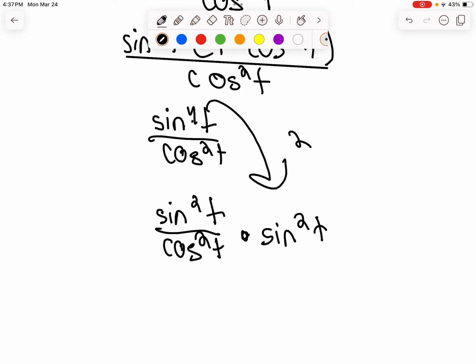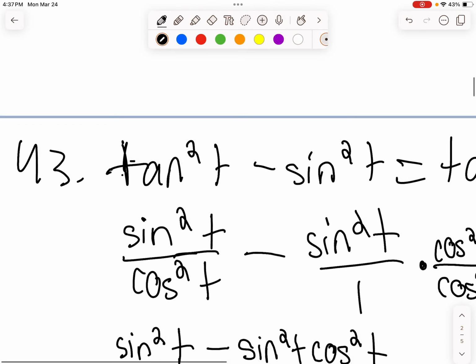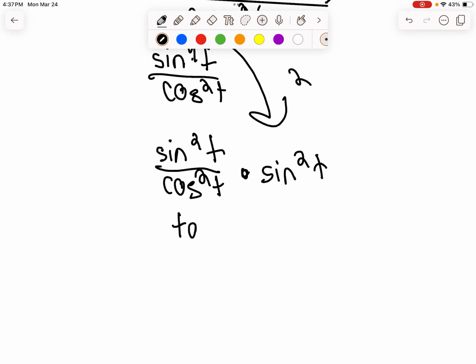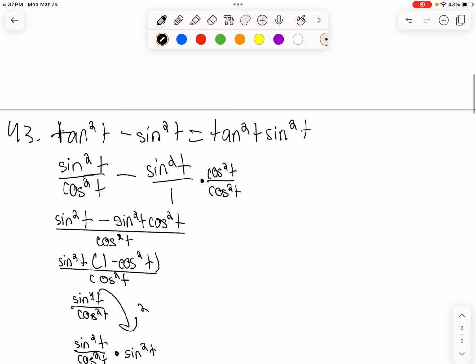Now, if you remember from when we started the problem, tangent squared is equal to that. So now we have tangent squared t times sine squared t. And that happens to be the answer. And we are done. Woohoo!